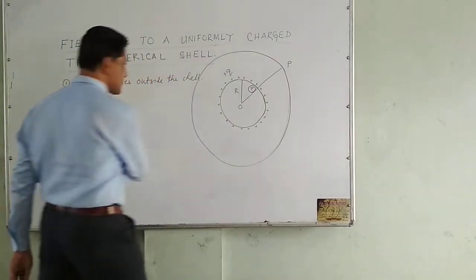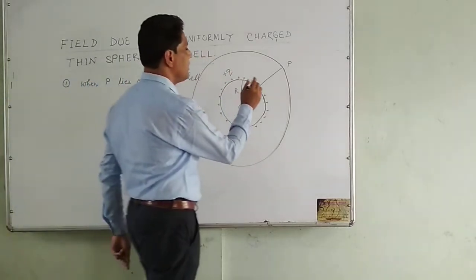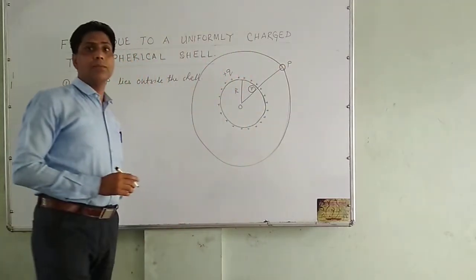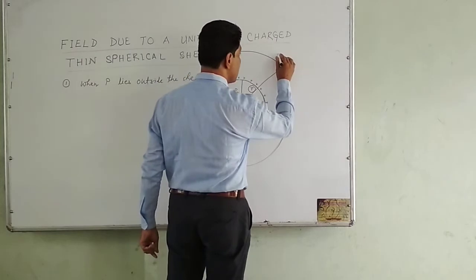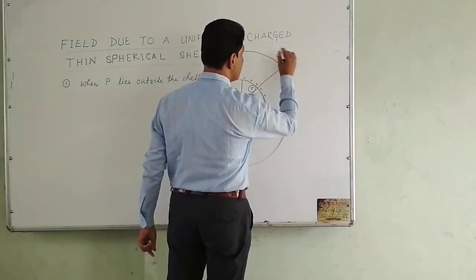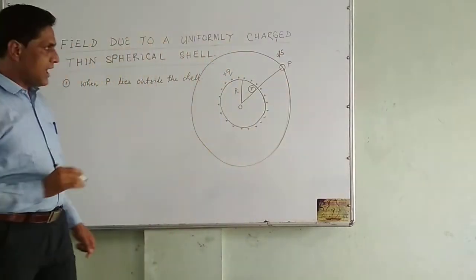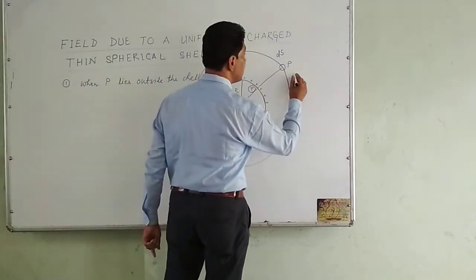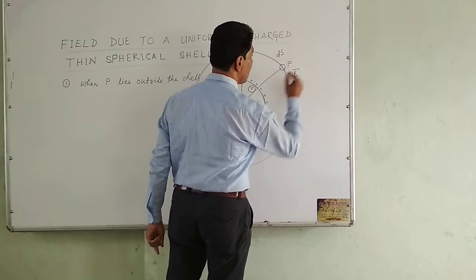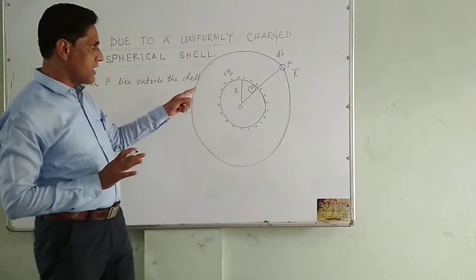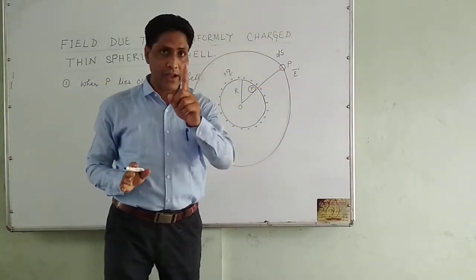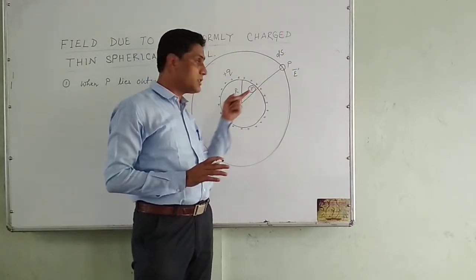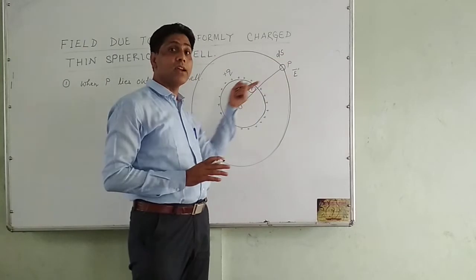To find the electric field at this point, let us consider a small surface element, say ds, and the electric field due to this charge distribution is E at this point P. Obviously, electric field is a vector quantity, and its direction is away from the center, radially outward.